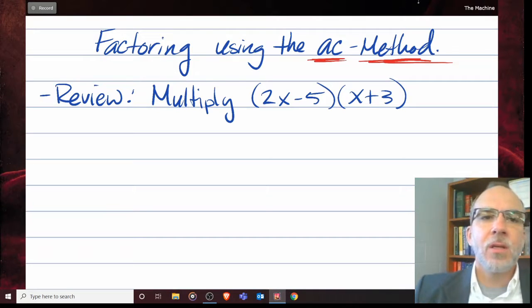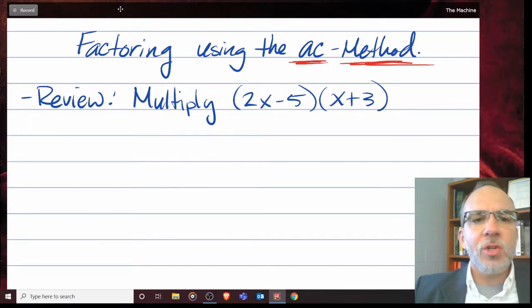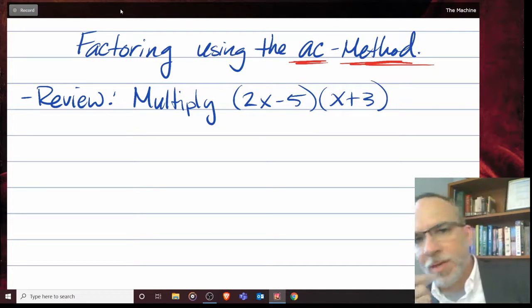Using the AC method. So get yourself something to write with, because writing and thinking should always go together. And let me share my screen with you. So factoring quadratics using the AC method is for when your leading coefficient is not 1. But before we do that, let's just review a bit.